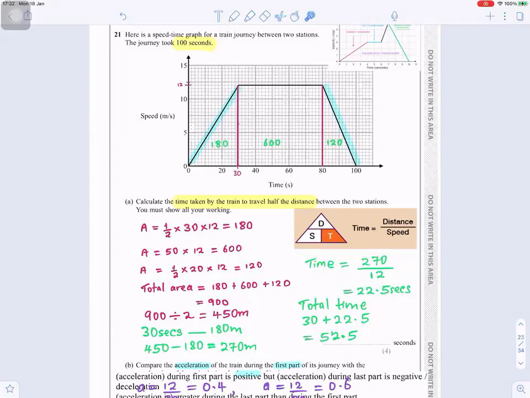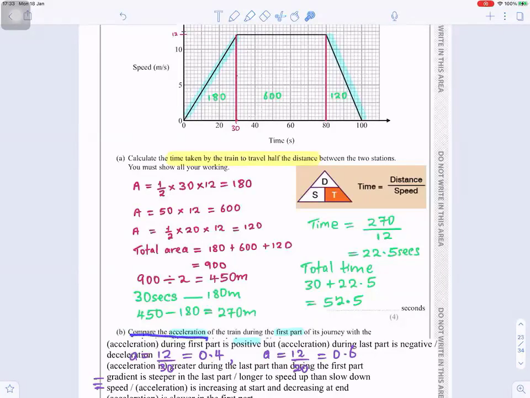We want to find the time, which is 22.5 seconds. So the total time is the 30 seconds plus the 22.5, which is 52.5 seconds.